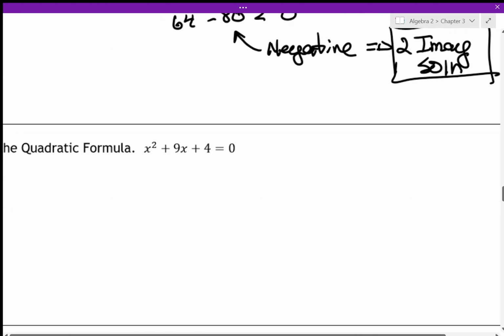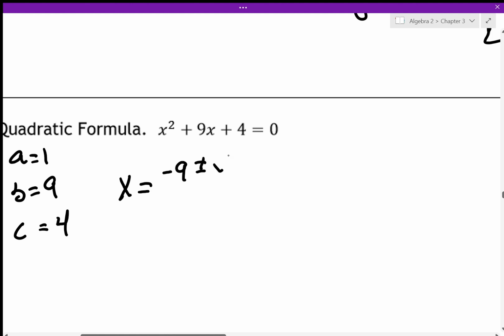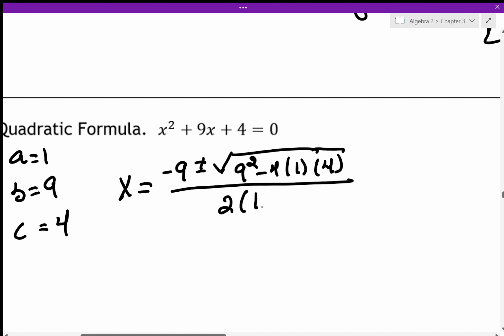All right, 26. We're supposed to solve using the quadratic formula. A is 1, B is 9, C is 4, and we get x equals, and I'm just going to go ahead and plug straight right in. X equals the opposite of b, so that's negative 9, plus or minus the square root of b squared. That's going to be 9 squared minus 4 times 1 times 4. That's 4ac, all over 2a, which is 1.